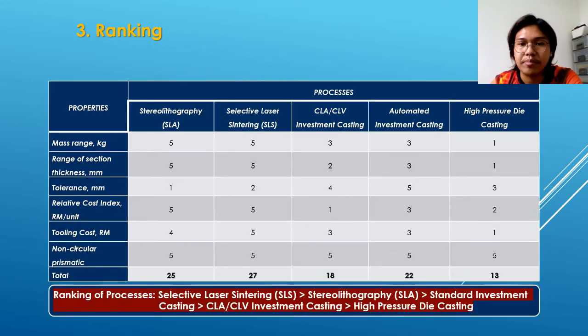In the ranking step, all the process properties have been evaluated based on their capabilities to shape the components. A scale of 1 to 5 marks is given. And finally, the ranking of process can be identified. From the table, the highest marks is given to the selective laser sintering process.